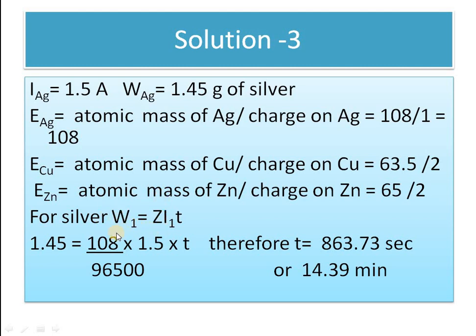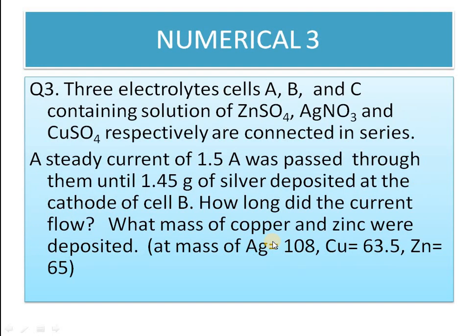Here 1 means silver we have used. So silver 1.45 gram was given as mass deposited, and Z is what? E by 96500. E is what? E is 108, atomic mass divided by valency, for Ag plus. Then once E is calculated, we can calculate time here. So once you get the time, the first part of the question is solved: how long did the current flow? Now second is what mass of copper and zinc were deposited.